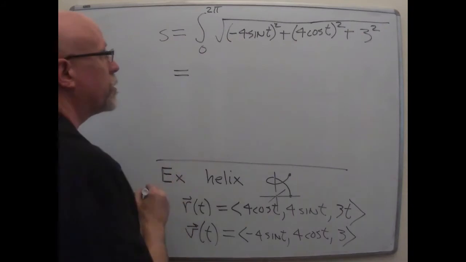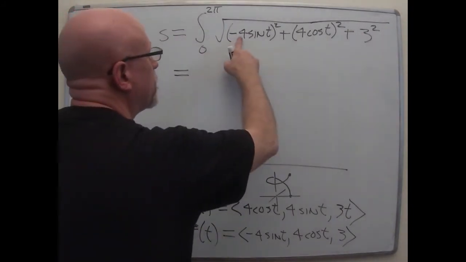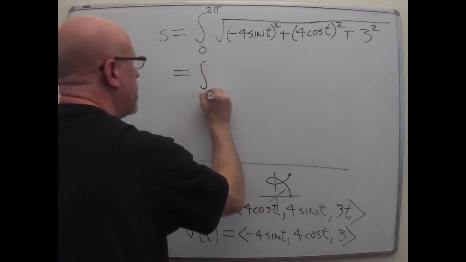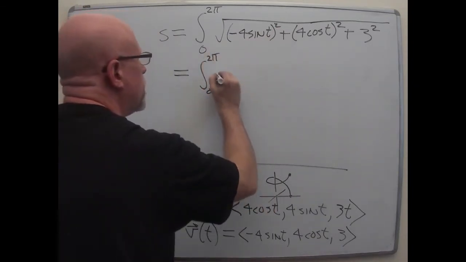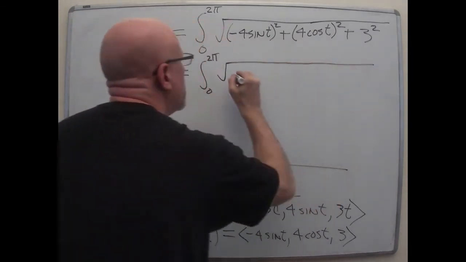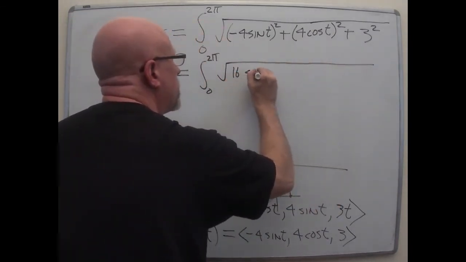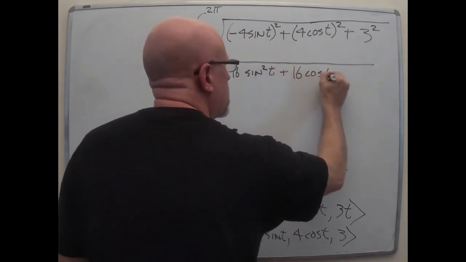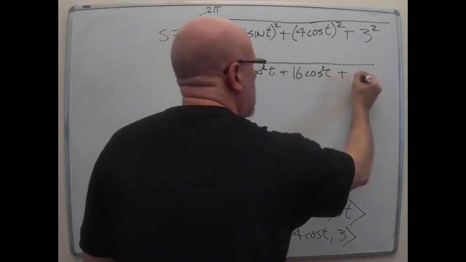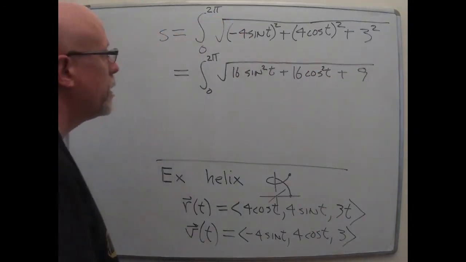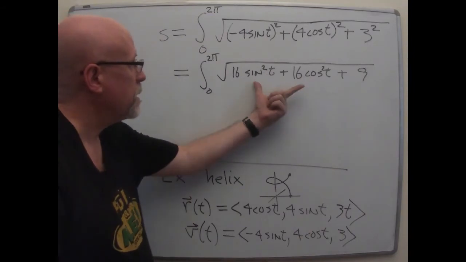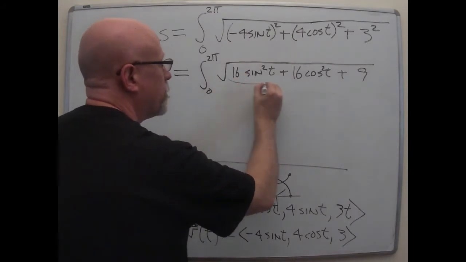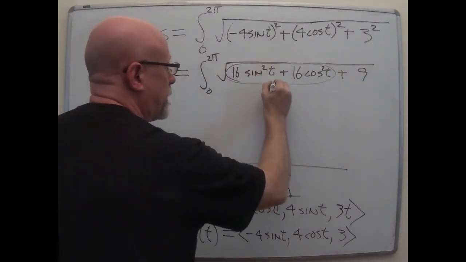And that's excellent because what do we have? 16 sine squared. Let's go ahead and write it up. 0 to 2 pi, square root of 16 sine squared t plus 16 cos squared t plus 9. And I hope everybody recognizes this identity, sine squared plus cos squared equaling 1. So this long bit of junk right here is actually just a 16.